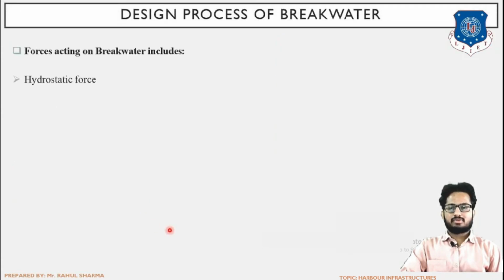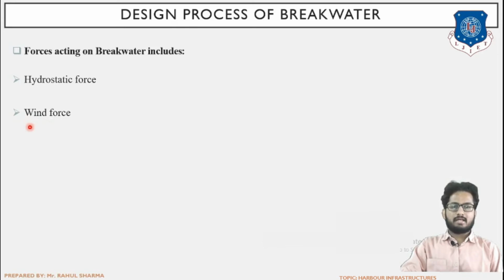Continuing with the design process, which are the various forces acting on the breakwater? First is the hydrostatic force, which is the force exerted by stagnant water on the breakwater. So the force which the water body applies on the breakwater is the hydrostatic force. Next is the wind force, that is, from a specific direction, with specific intensity and duration of wind. We will get the data regarding the wind force.